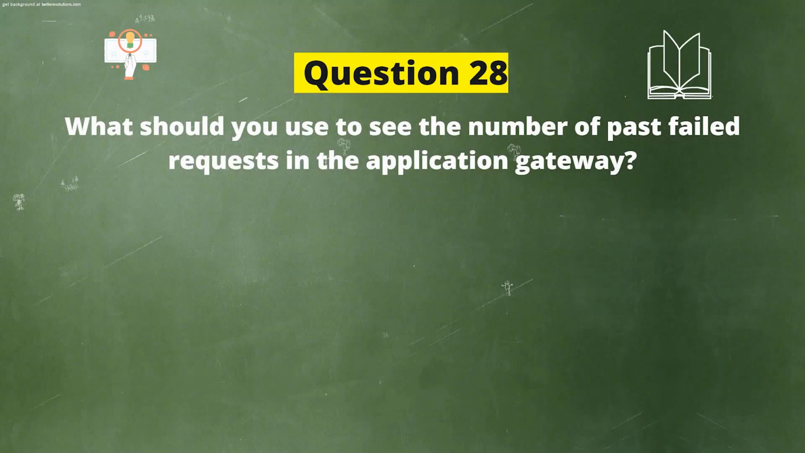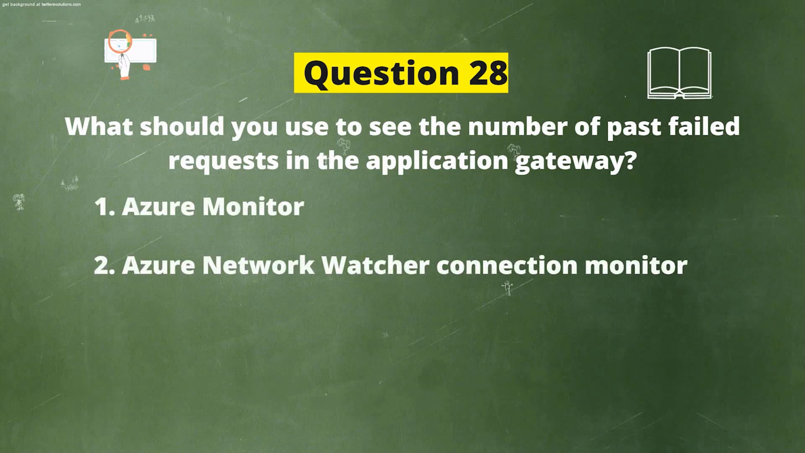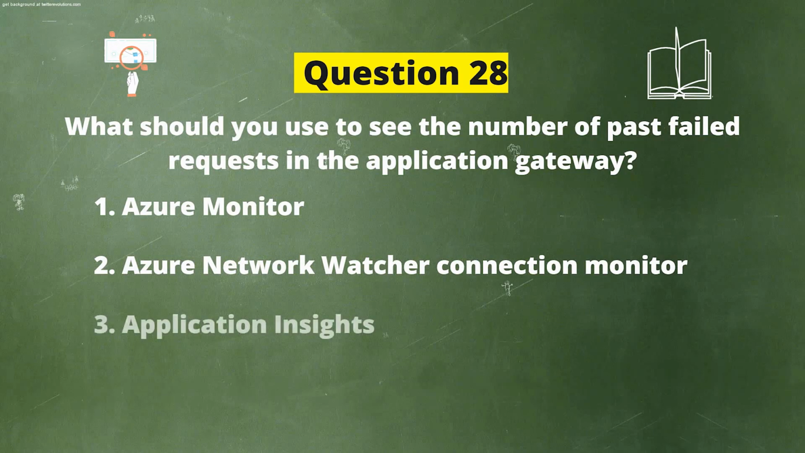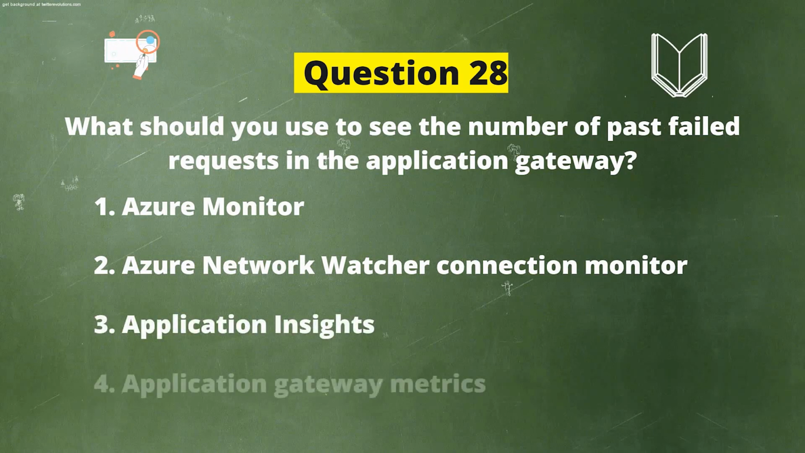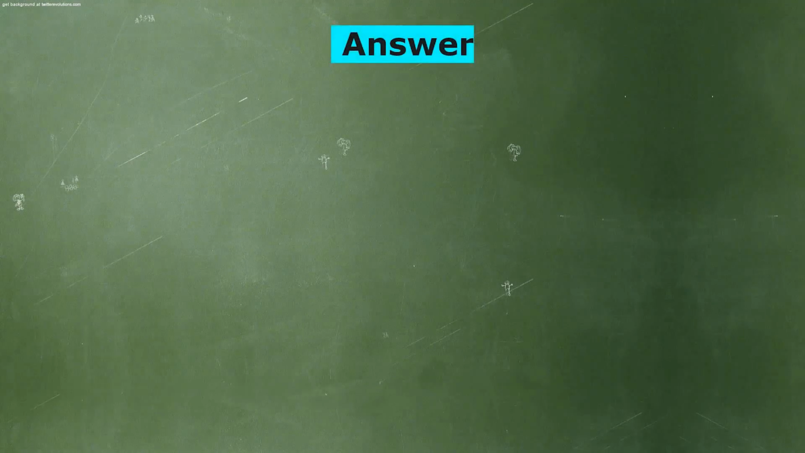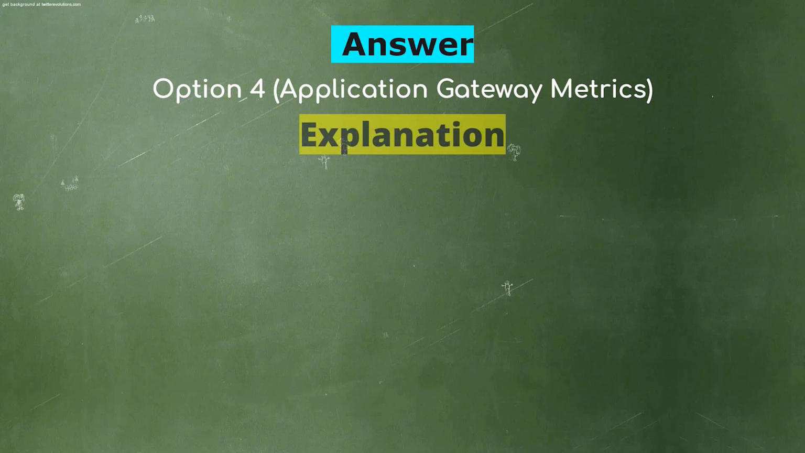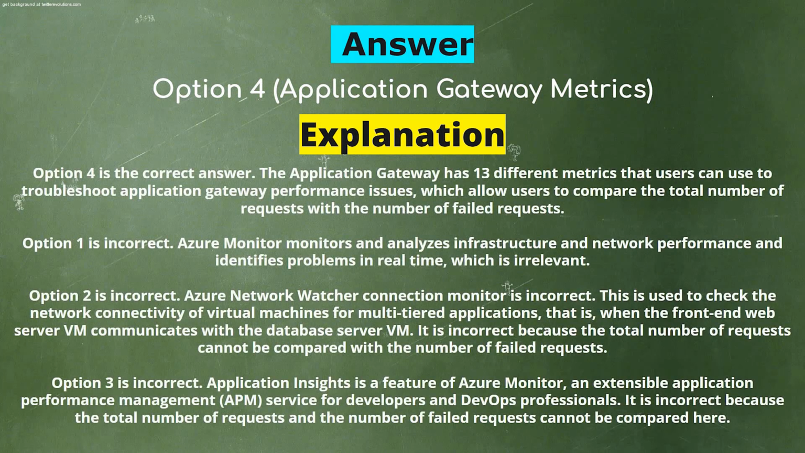Next question. What should you use to see the number of past failed requests in the application gateway? The options are 1. Azure Monitor, 2. Azure Network Watcher Connection Monitor, 3. Application Insights, 4. Application Gateway Metrics. And the correct answer is option 4, Application Gateway Metrics. Explanation. Option 4 is the correct answer.